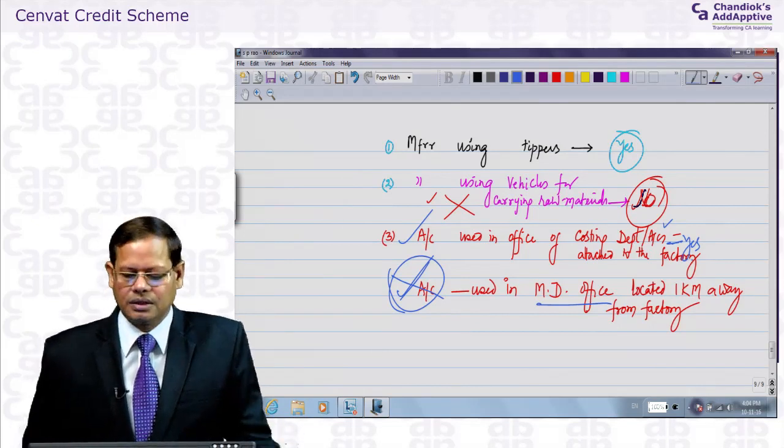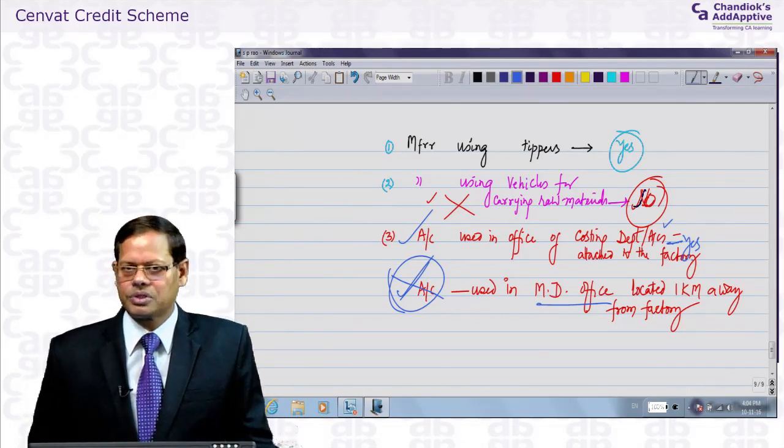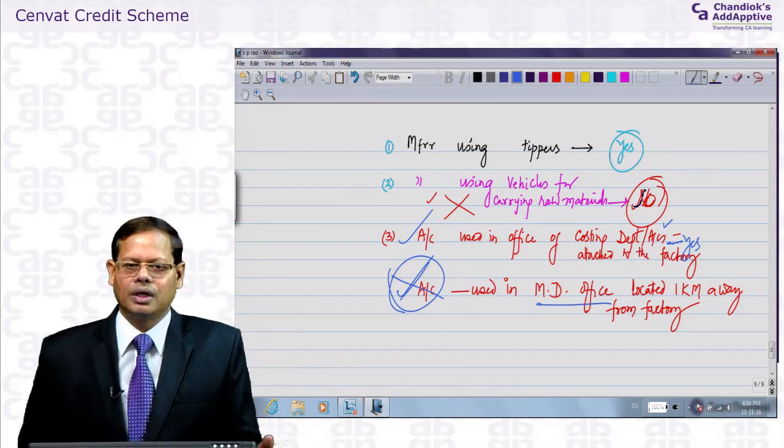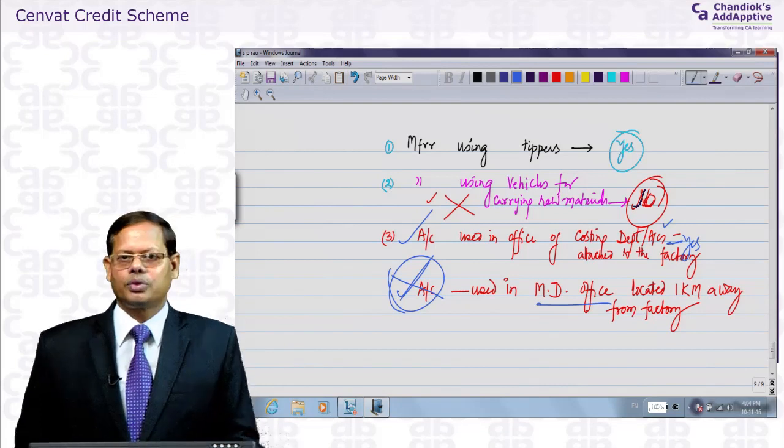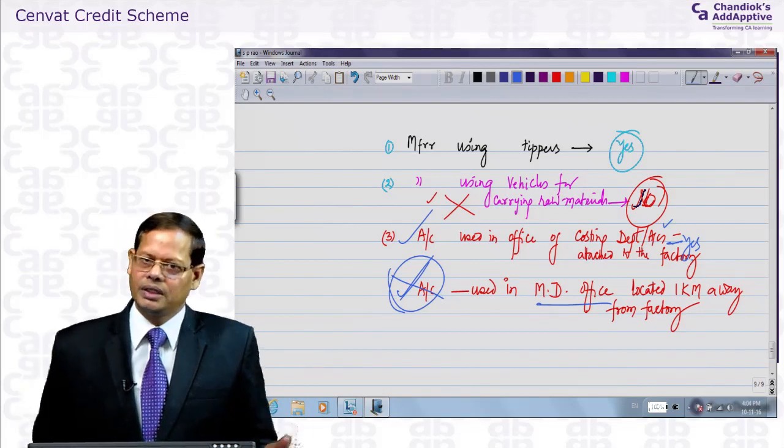Okay? So, I think the definition of capital goods you are thorough with. Then we will move to the other definition, that is input, that is equally important. Okay? We will come back.